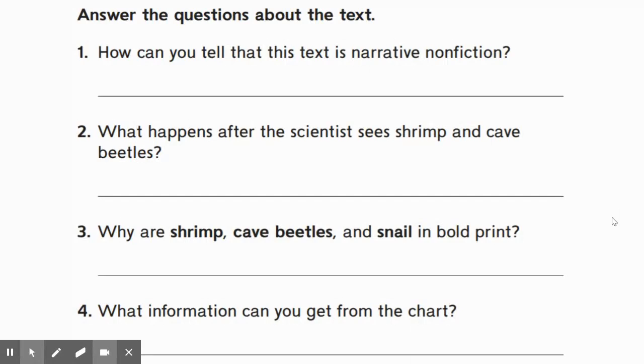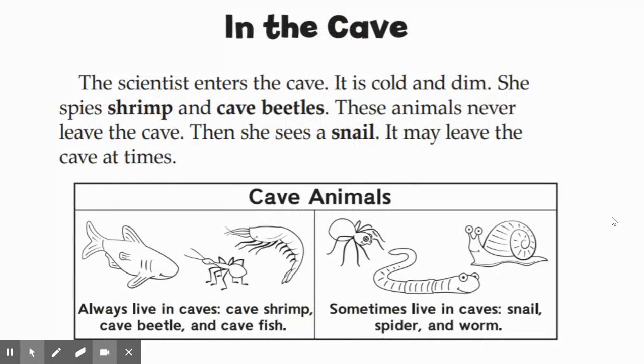Number 2, what happens after the scientist sees shrimp and cave beetles? Well, second graders, I can't remember off the top of my head. It's always important to go back into the text and find our answer. What happens after the scientist sees shrimp and cave beetles? Let's go check. I see there is where she sees shrimp and cave beetles. The next few sentences will tell me what happens next.